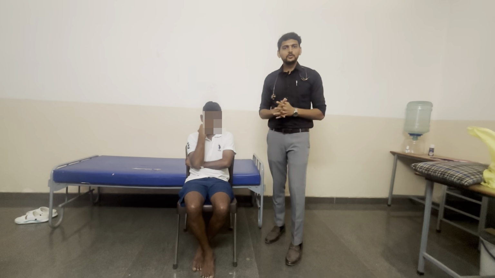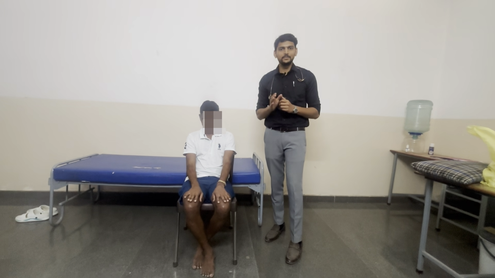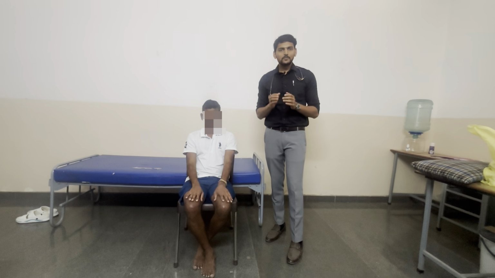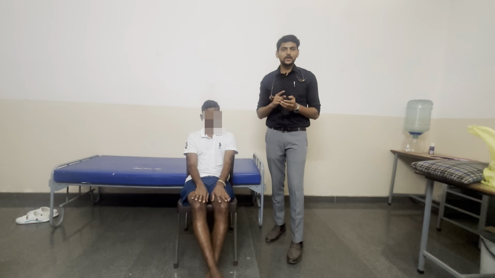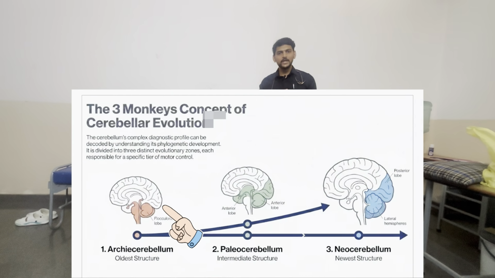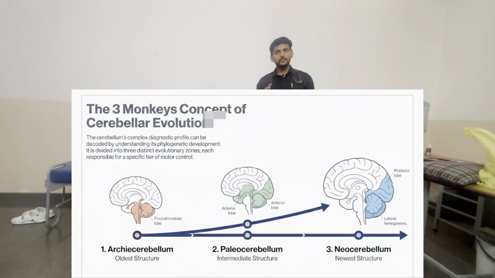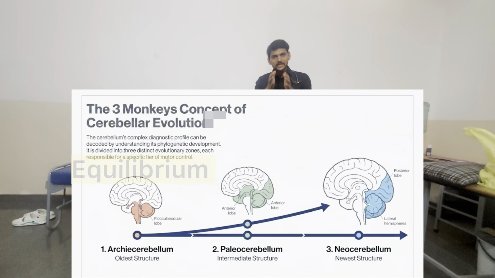Here, what we have to understand is the evolution of the cerebellum. When the cerebellum was developing, whatever part developed initially, we call it archicerebellum. It is the oldest part of the cerebellum, and it mainly involves the flocculonodular lobe. This particular part takes care of the equilibrium and balance of the body. So that is at the center.